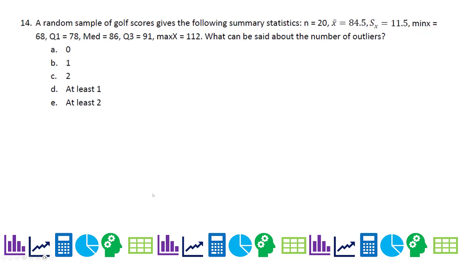Number 14, a random sample of golf scores give the following summary statistics. Sample size is 20, mean is 84.5, standard deviation is 11.5, and then we have the 5-number summary. What can be said about the number of outliers? So actually I can ignore X bar and standard deviation. That has nothing to do with the calculation generally. And we have to remember that IQR equals Q3 minus Q1. So 91 minus 78 is 13.